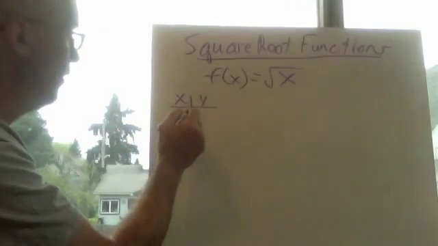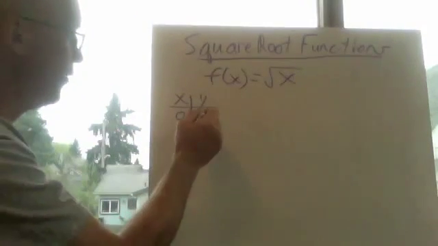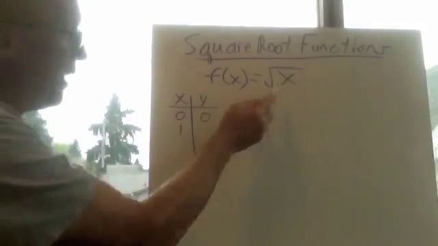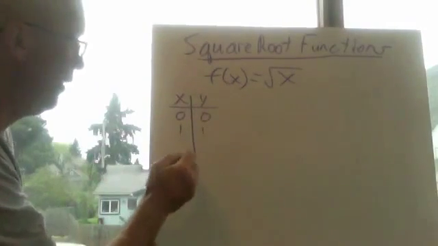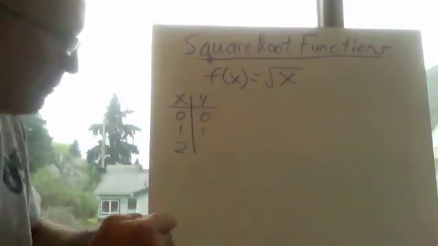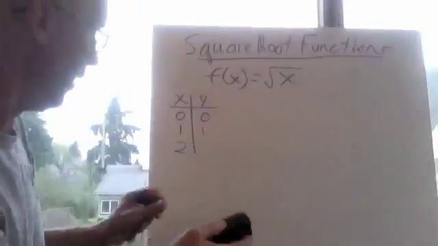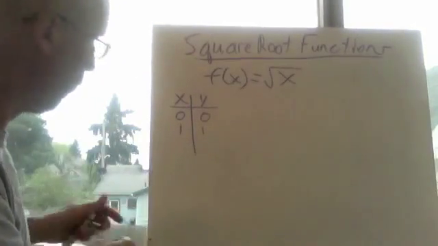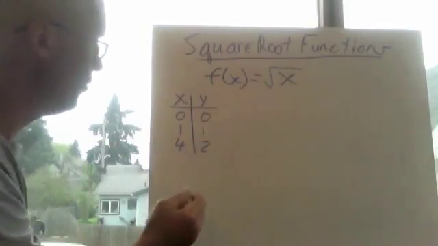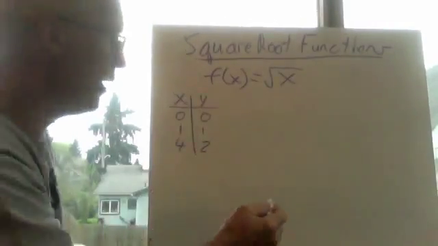For instance, 0, of course, when you take the square root of that, is going to be 0. 1 is going to be an easy one. You plug that in. The square root of that is going to be 1. 2 is not easy. But 4 would be, 4 when you plug that in is going to give you 2. And you can go on from there.